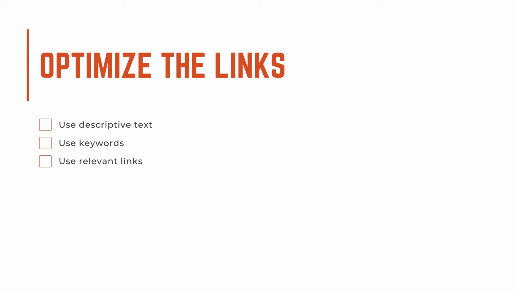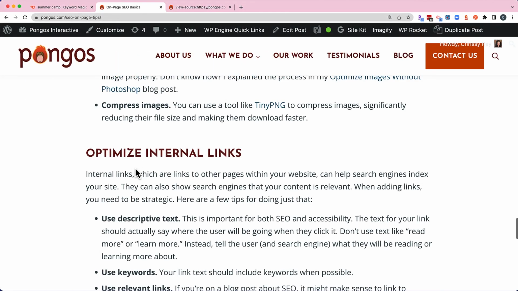All right, the next thing I want to talk about is your links. Optimize those links as much as possible. Use descriptive text. So don't use text like "read more about it," or "learn more," or "click here." That is not descriptive text. Descriptive text tells the user what they're actually clicking on. For example, you can see here, I've got a link to TinyPNG. That lets people know when they click on it, they're going to the TinyPNG page. That's a little bit more descriptive.